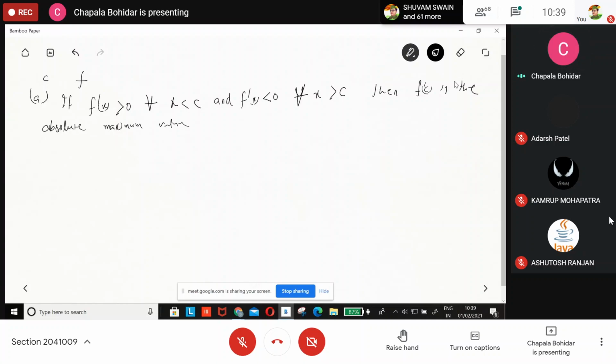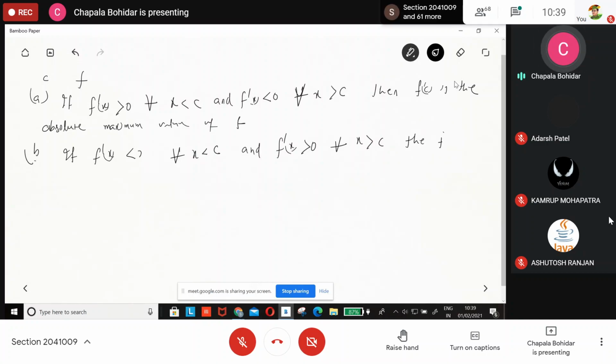Yes, ma'am. Bit B: just opposite. If f dash x is less than 0 for all x less than c, and if f dash x is greater than 0 for all x greater than c, then f of c is the absolute minimum value of f.